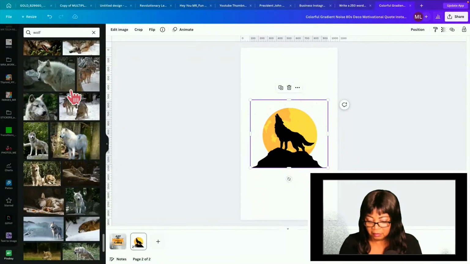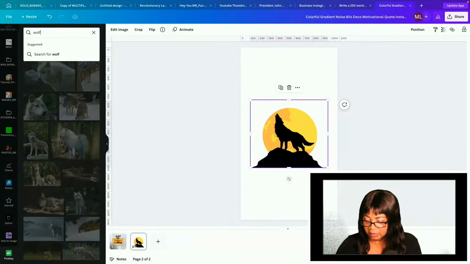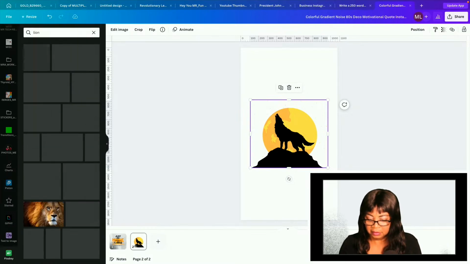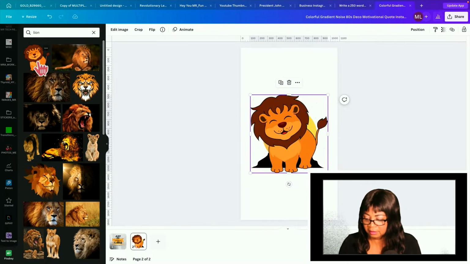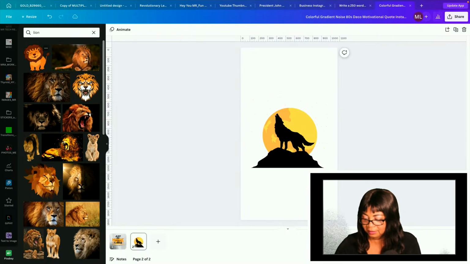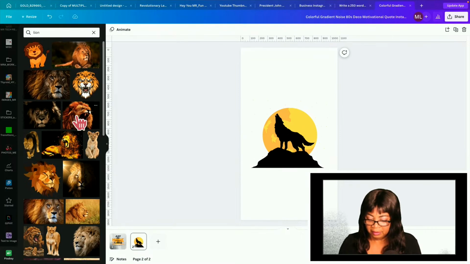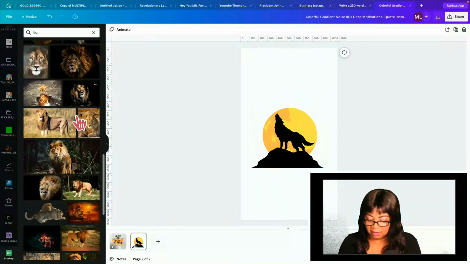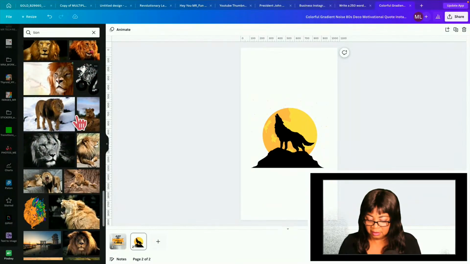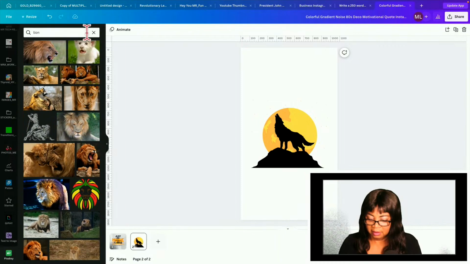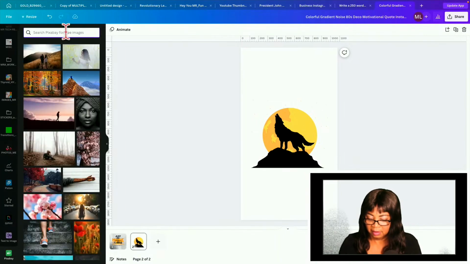Okay, so you've got a lot of wolf here, all kinds of wolf. And I'm sure, if you ask for a lion, you've got all kinds. You've got cartoony lions, right? That's a cute little friendly lion. And then you have the really rough looking lions. Very nice. Okay. And what else would we need to see?